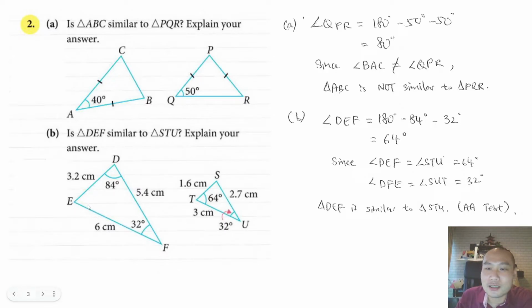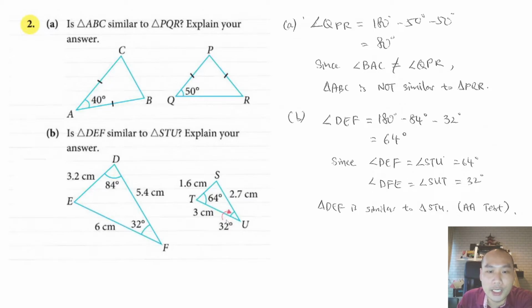So we have DEF 64 degrees here, and using the idea of corresponding, we actually know all the angles on the right hand side as well and can see if they match up, right? So DEF should match up with STU, and is STU the same? Yes, STU also 64 degrees, okay?